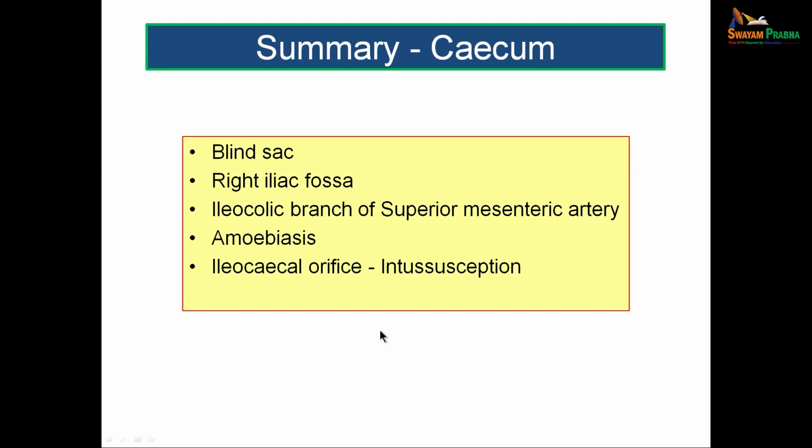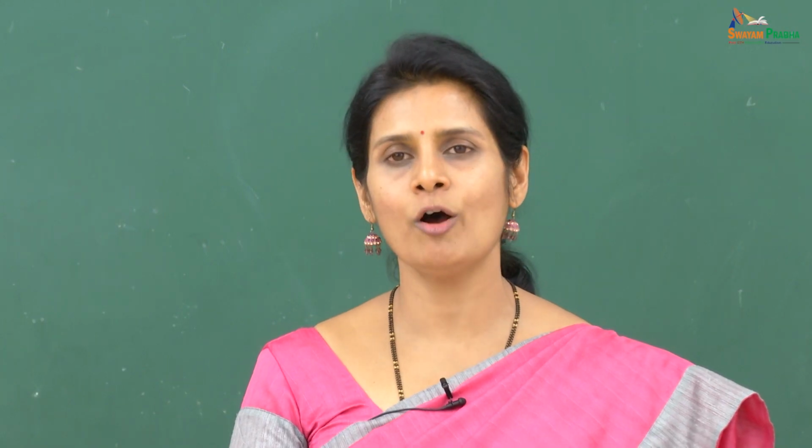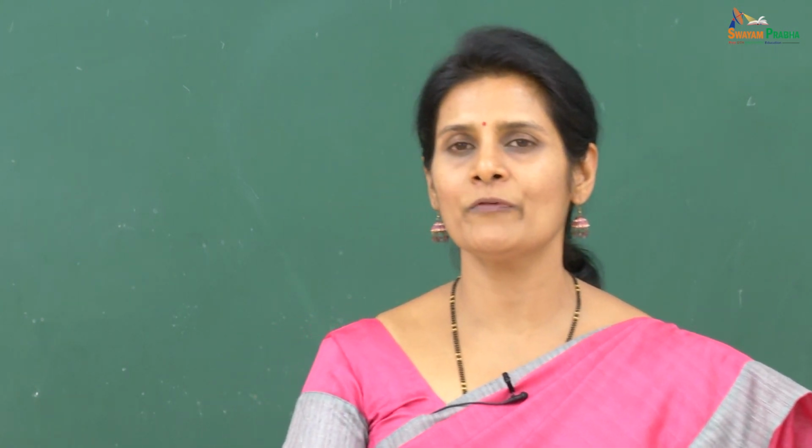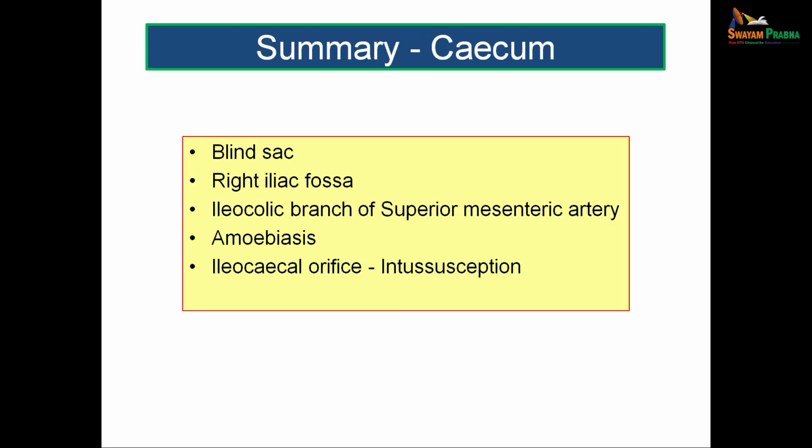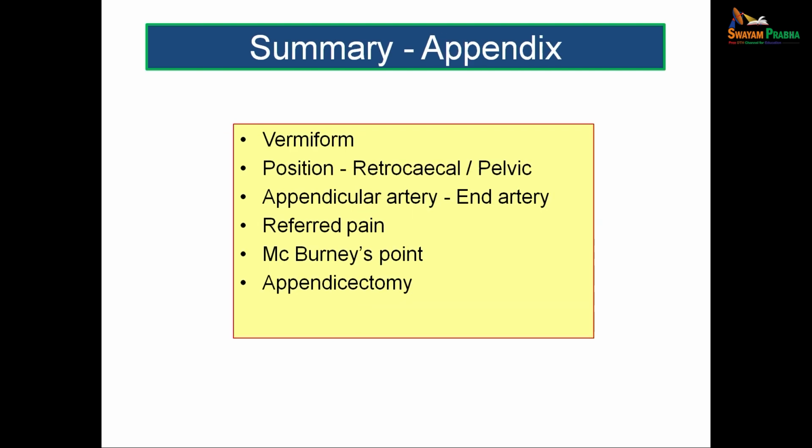To summarize this lecture, we looked at first the anatomy of the cecum, which is a blind sac situated in the right iliac fossa, supplied by the ileocolic branch of the superior mesenteric artery, as it develops from the midgut, and the artery of the midgut is the superior mesenteric artery. It is commonly involved in a condition called amoebiasis, and in the age group of 3 months to 3 years, through the ileocecal orifice, the ileum can enter the cecum, resulting in what is called intussusception, a condition commonly seen in 3 months to 3 years of age.